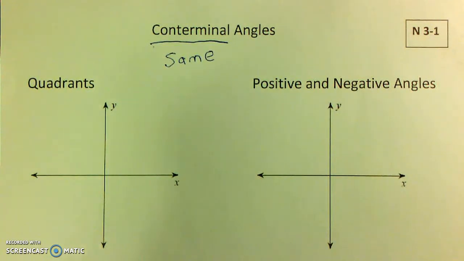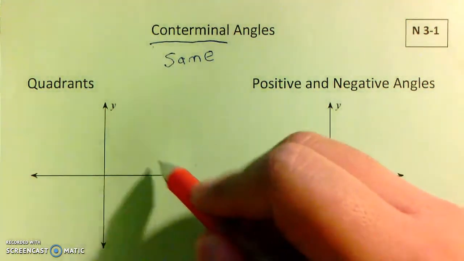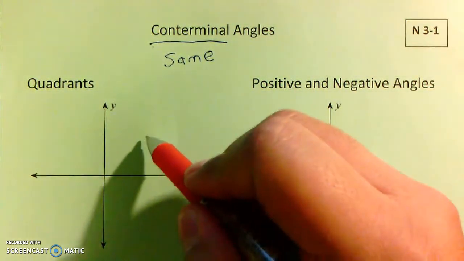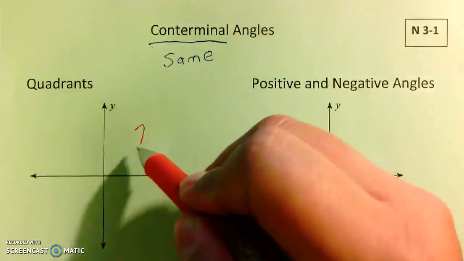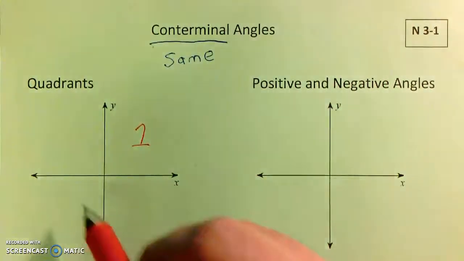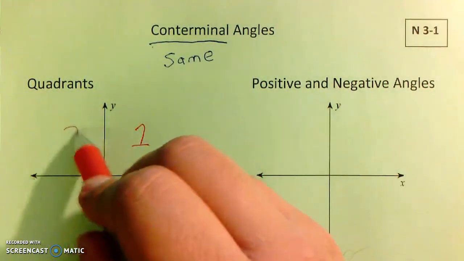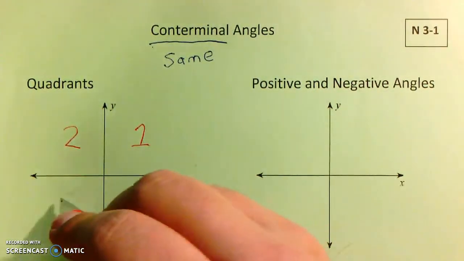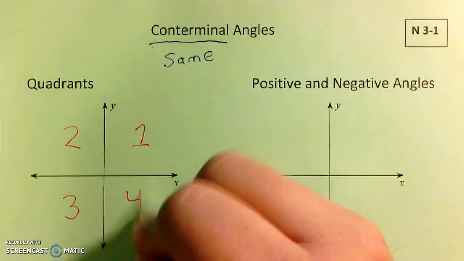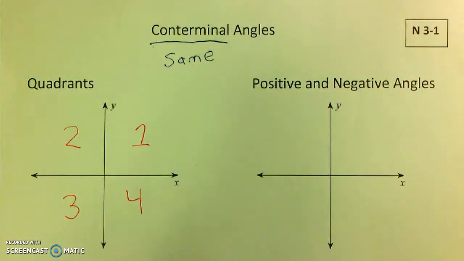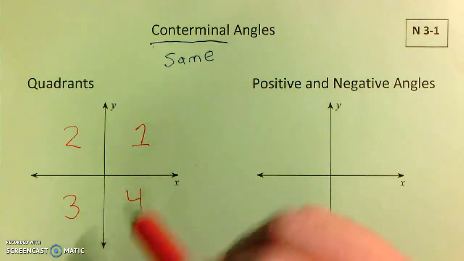So first, let's just talk about quadrants. This is something you might have heard in physics, and we always start here in the top left. This is quadrant 1, and then we just go counterclockwise. So if that's quadrant 1, this is quadrant 2, quadrant 3, quadrant 4. There's going to be times where I'm going to ask you, what quadrant is that angle in? And you'll have to know these by memory.